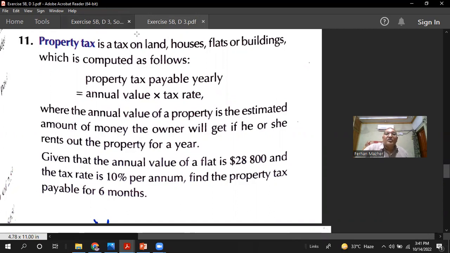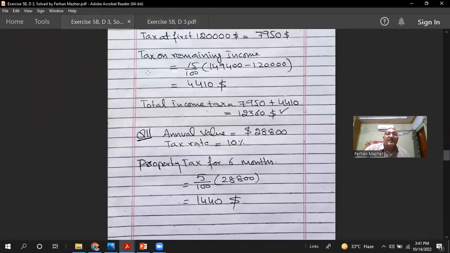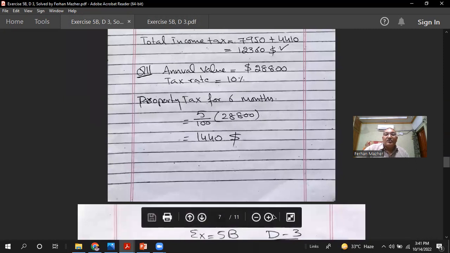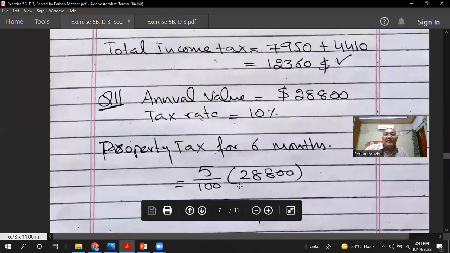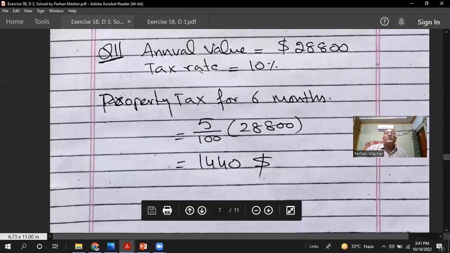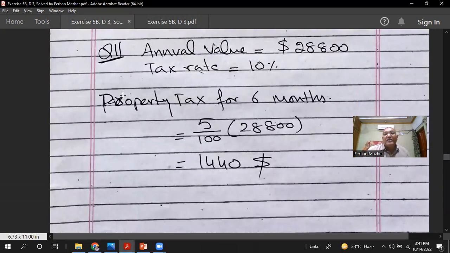Okay, so very simple, straightforward question. Here you go. So the annual value of that property is $228,800. The tax rate is 10%. But that is for 1 year. Okay, so they are asking you property tax for 6 months. So it is just half of the money, or you can say it will be 5%.